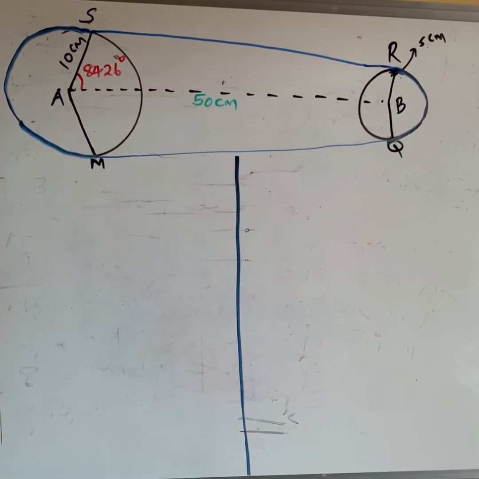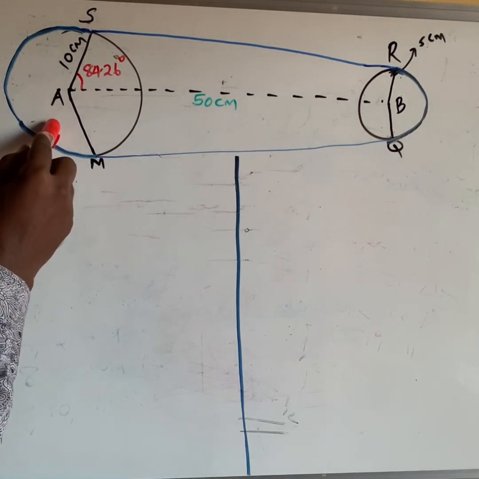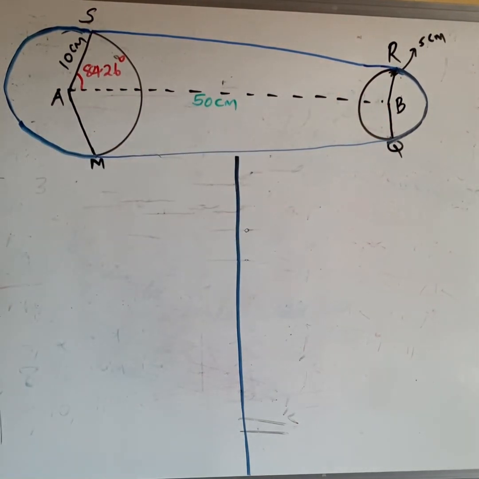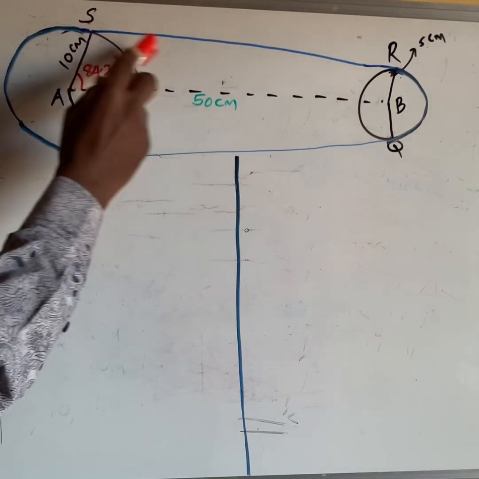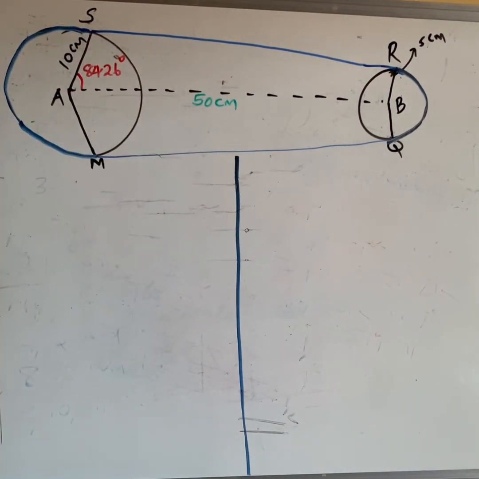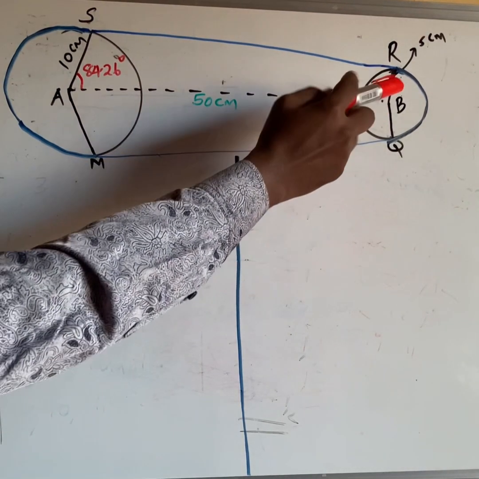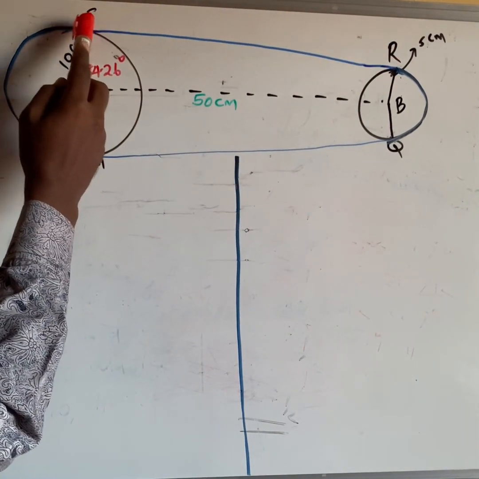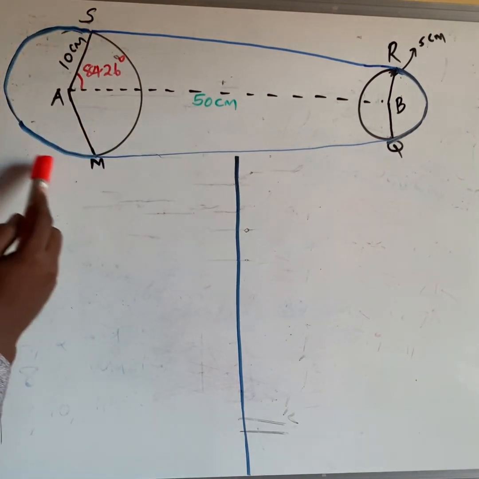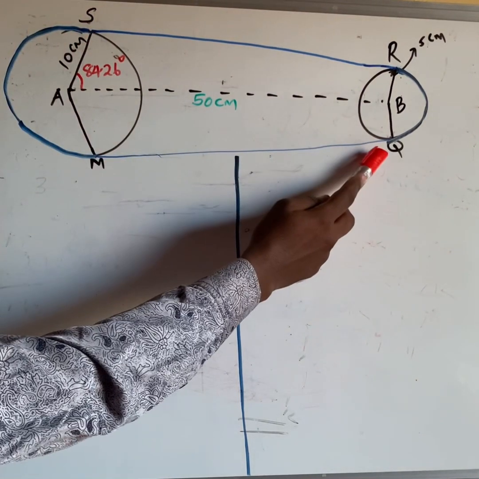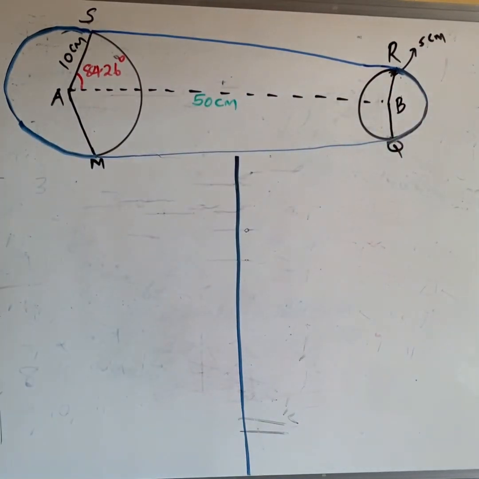In this question, we are asked to find the total length of the belt that is holding the two pulleys centered A and B. So we have a pulley here and another pulley there. And now the length of the belt holding the two pulleys will be from R to S, that is the length of that line, the length of the arc SM, the length of the line MQ, and the length of the arc RQ. So the first thing we do is we get the length of the line SR.